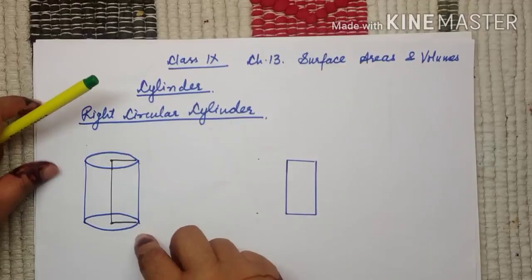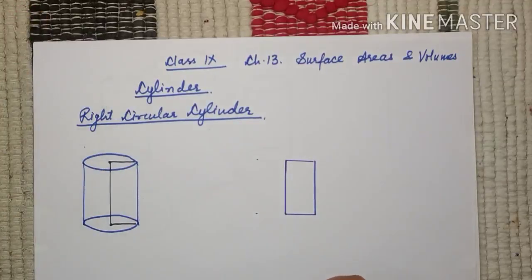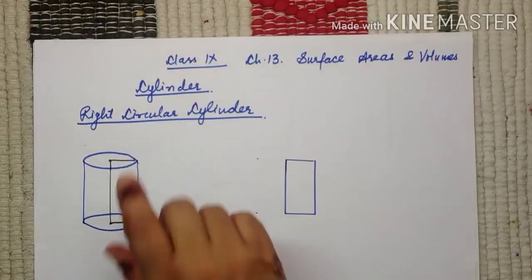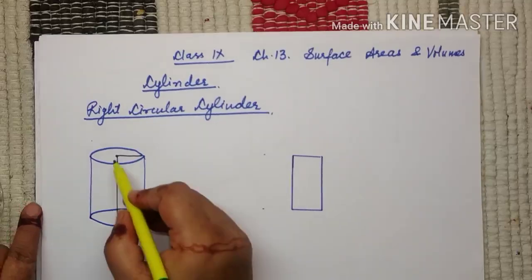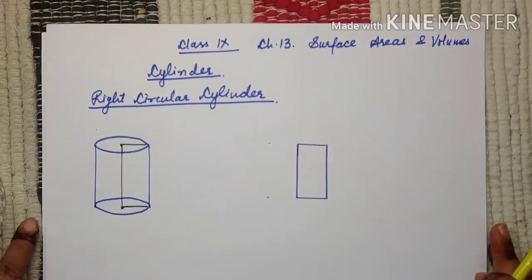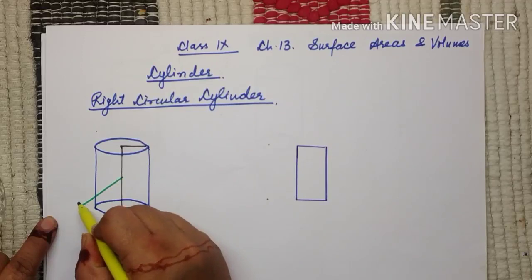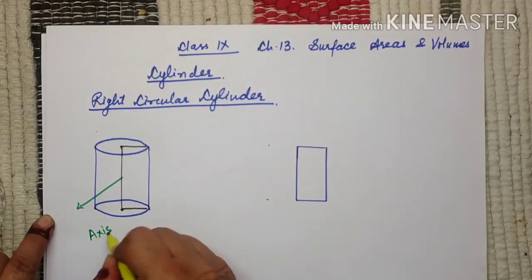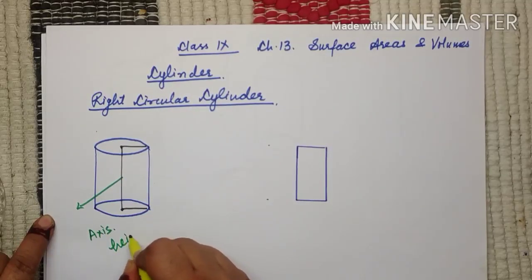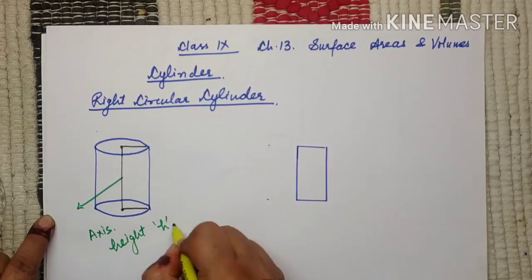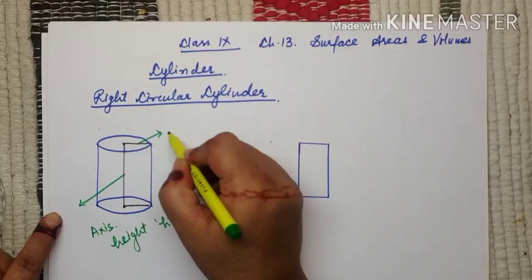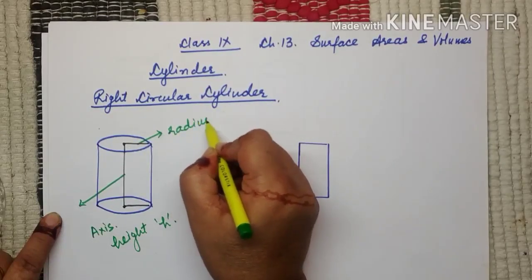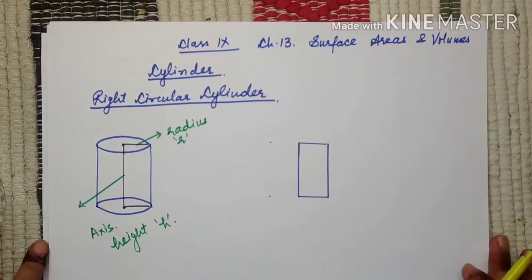These two bases are circular bases, top and bottom, and they are always parallel to each other. The line joining the centers of these bases, the center of the bottom base and the center of the top base, is called the axis of the cylinder. This line is called the axis, which we generally write as height and denote by h. And this is the radius of the base, which we denote by r.